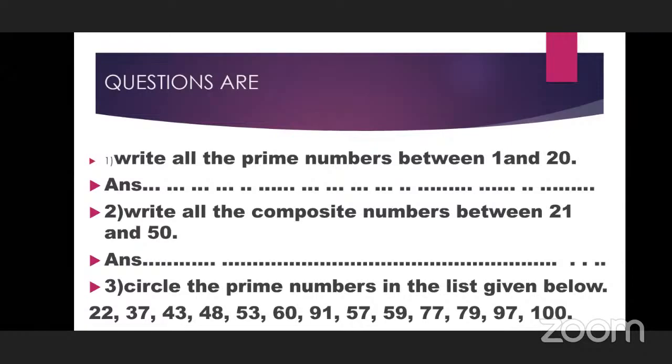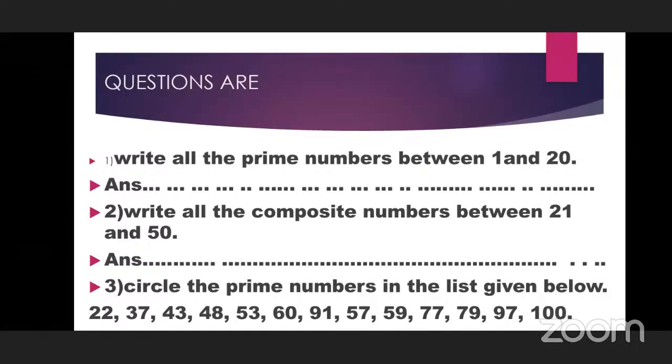Write all the prime numbers between 1 and 20. So how do we find the prime numbers between 1 and 20? Keep in mind, first we write only the prime numbers between 1 and 10, and then from 11 to 20. So you can easily find the prime numbers.